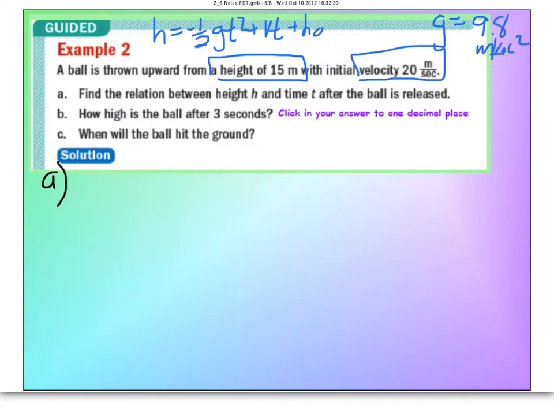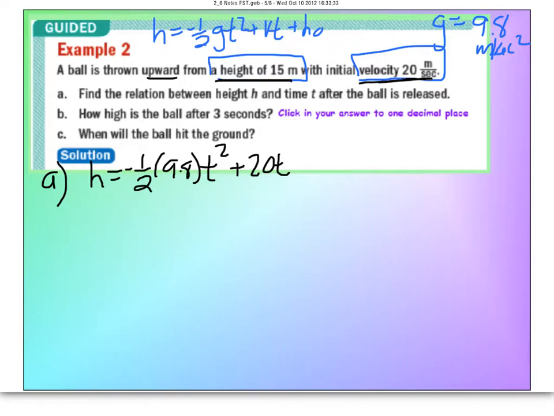So let's write the equation. We're going to say that h is equal to negative 1/2. The g is going to be 9.8. And we're going to keep t there as squared because we don't know it yet. Here we have the velocity. It's thrown upward, so the velocity would be plus 20 with the t. The initial height is 15 meters, so that goes right here. Now we should simplify the negative 1/2 and the 9.8, so that means h is going to be equal to negative 4.9t squared plus 20t plus the 15.